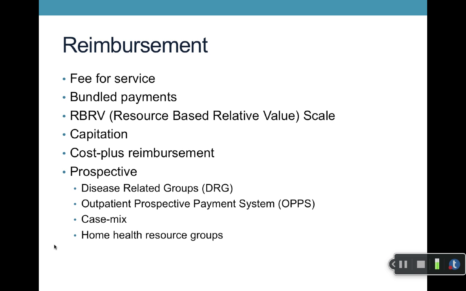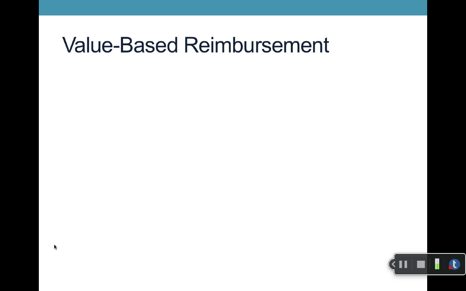But what we really see now is a move in reimbursement toward prospective reimbursement on the basis of disease-related groups, or DRGs, or outpatient prospective payment systems. So DRGs are used in the hospital. OPPS is used in outpatient settings. They also can make payments based on what your actual case mix is or likely to be based on previous performance. They issue prospective payments, and then based on utilization, you either have to give money back or the health insurance company gives you money. There also are prospective payer models for home health care services as well.